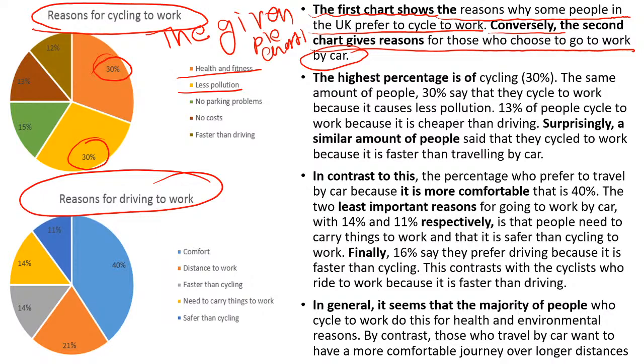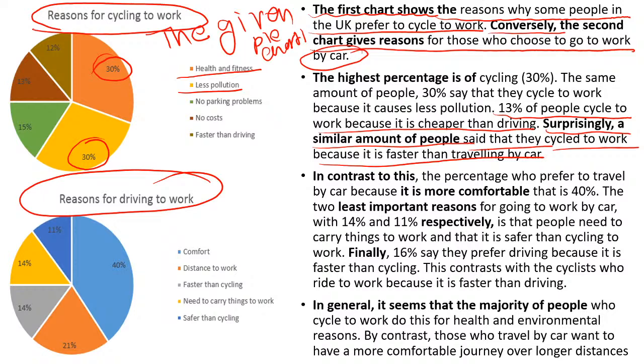And further, you will talk about something like this: 13% of people cycle to work because it is cheaper than driving. So 13% of people prefer that. Surprisingly, a similar amount of people said they cycle to work because it is faster than traveling by car, so that is another reason.